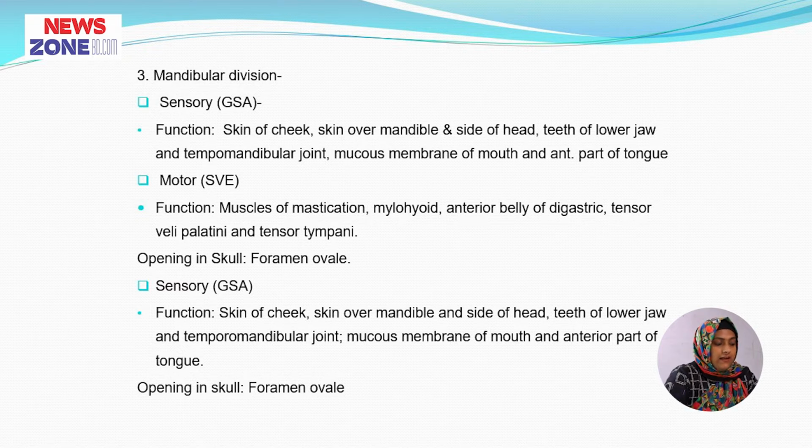And the motor is special visceral efferent, that is, the muscles of mastication, mylohyoid, anterior belly of the digastric, tensor veli palatini muscle and tensor tympani muscle. Special visceral efferent means those are the muscles derived from the pharyngeal arches or branchial arches. These all are supplied by the mandibular division of the trigeminal nerve. That is the first pharyngeal arch nerve. Leaving the skull, it passes through the foramen ovale.